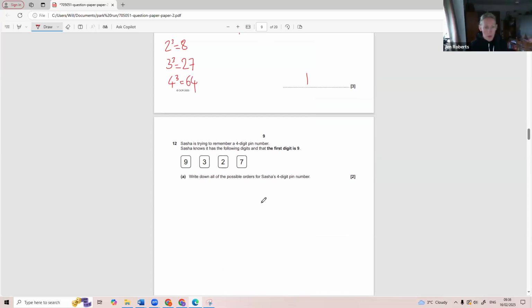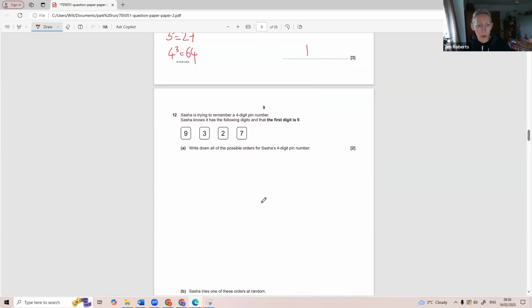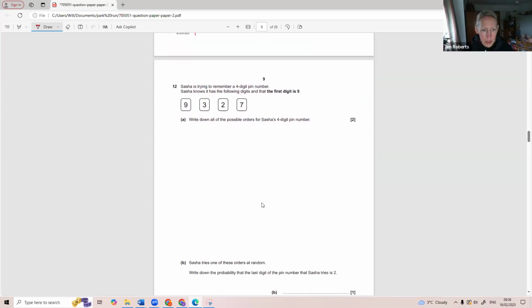Okay, Sasha's trying to remember a 4-digit PIN number. Sasha knows it has the following digits and that the first digit is 9. Write down all the possible orders for Sasha's 4-digit number. We know the first one's 9. That's always going to stay as 9. So I'm just going to put that one as my first option.